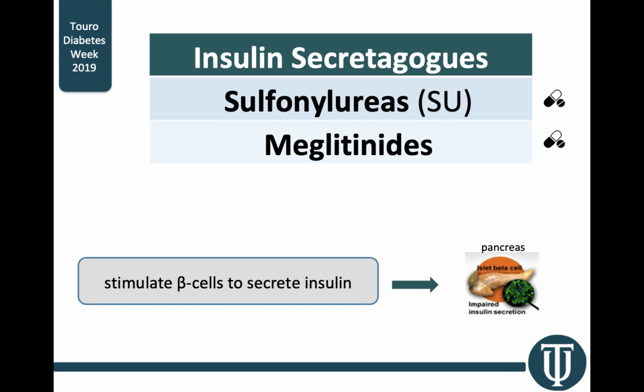Okay, so let's move on to the next big category: the insulin secretagogues. They are sulfonylureas and meglitinides. So how do they work? They work by stimulating the beta cells in the pancreas to produce more insulin. That's why you see beta cells here as the core defect that insulin secretagogues target.